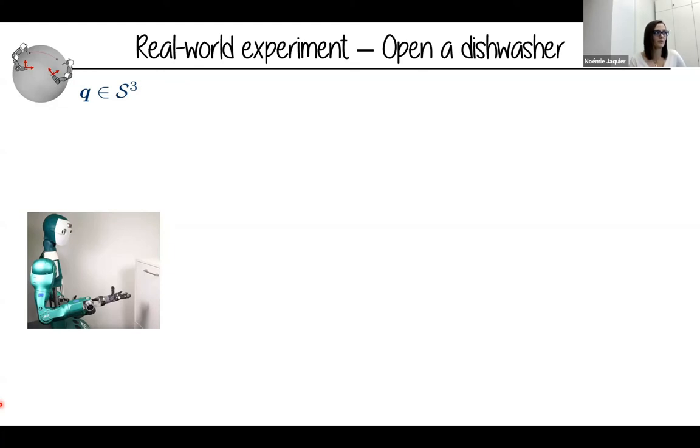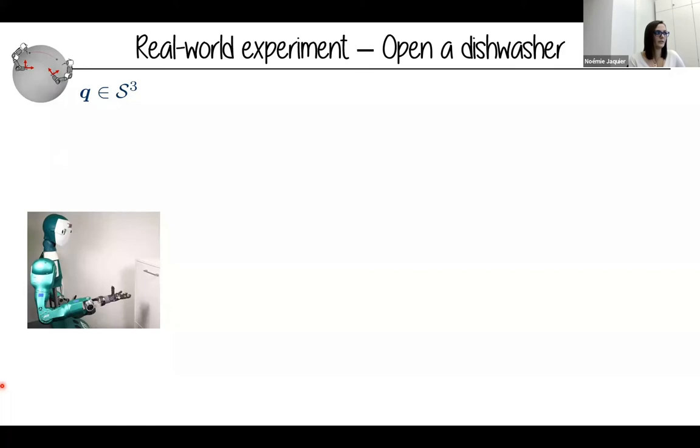So the idea here is that we have that robot, and we would like it to be able to open a dishwasher. So the door that you see here is the door of a dishwasher. And to do so, the robot approaches the hand to the dishwasher. When it detects contact with the dishwasher, it slides the hand up until it reaches the handle. And when it feels contact between the hand and the handle, it's going to close the hand in order to grasp.